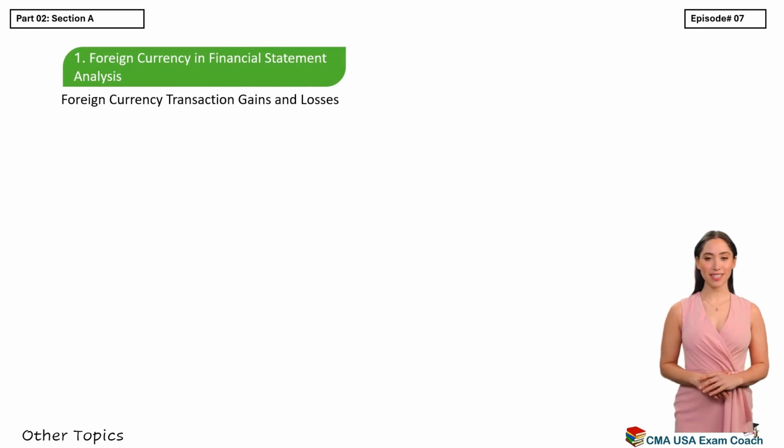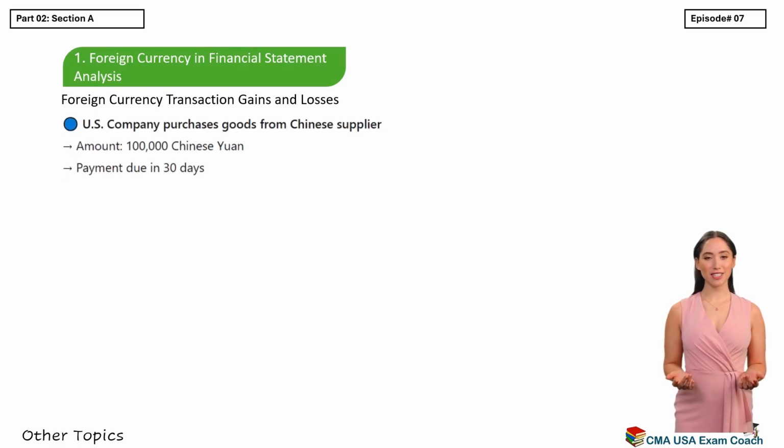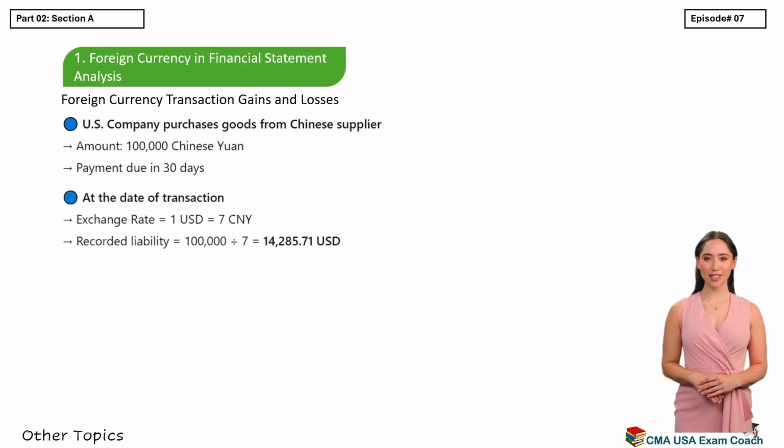Suppose you are a US-based company and you import goods from a Chinese supplier. You agree to pay 100,000 Chinese yuan, CNY, after 30 days. At the time of the purchase, the exchange rate is 1 USD = 7 CNY. You record a liability of approximately $14,285.71 in your books, 100,000 at 7.